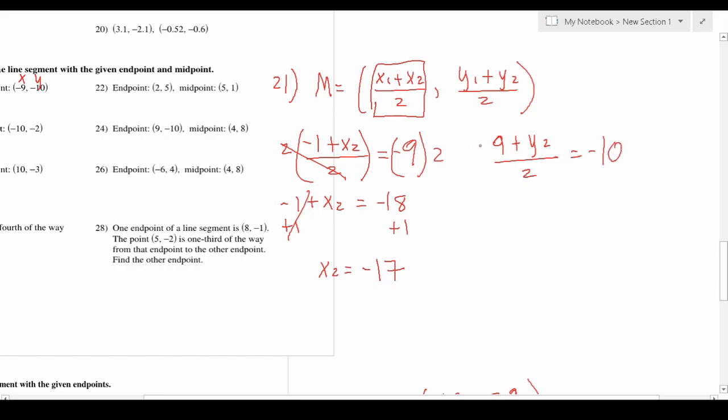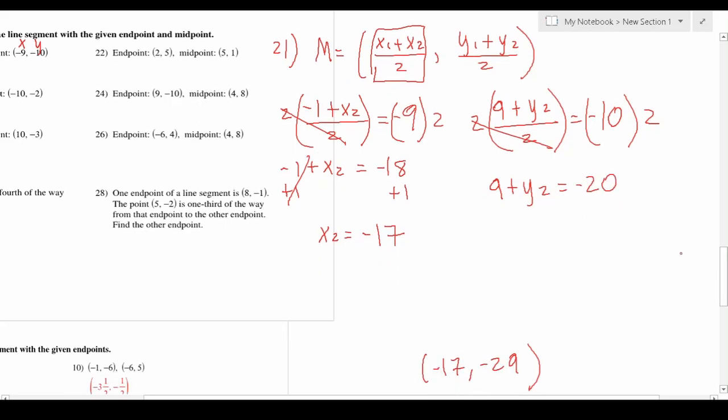Okay. Like over here, let's clear 2 from the denominator by multiplying both sides by 2. This clears it. We're left with 9 plus y2. Let me rewrite that. Equals -10 times 2, which is -20. Let's get y2 by itself by subtracting 9 from both sides. This crosses out. We're left with y2 equals -20 minus 9 is -29.